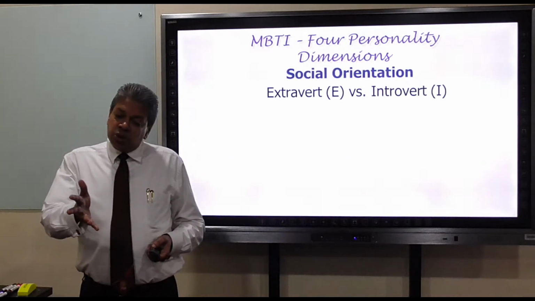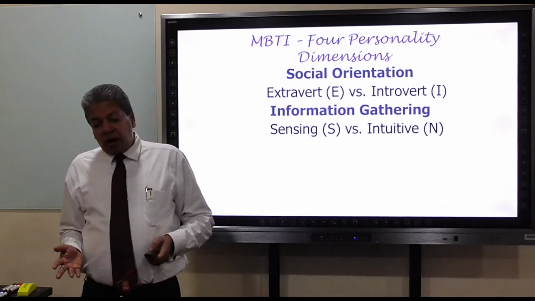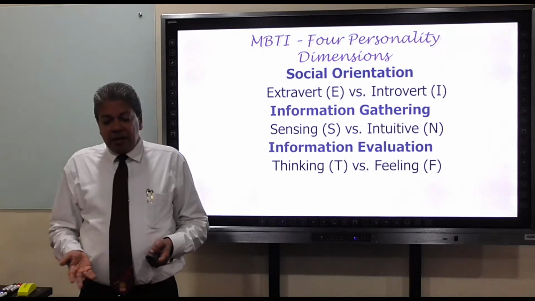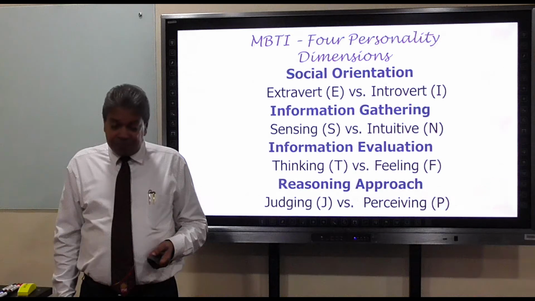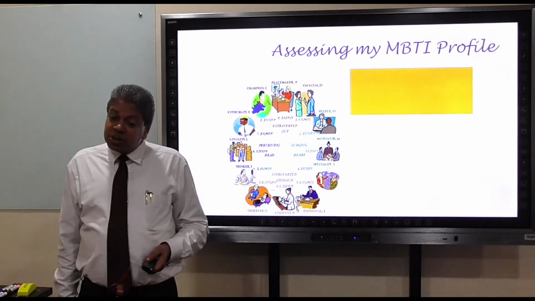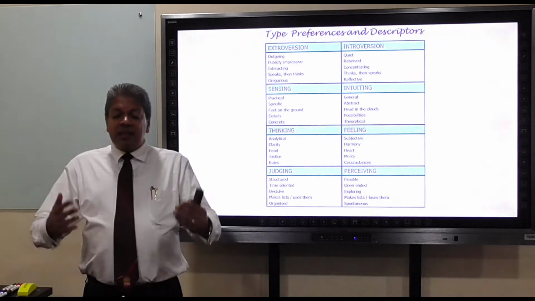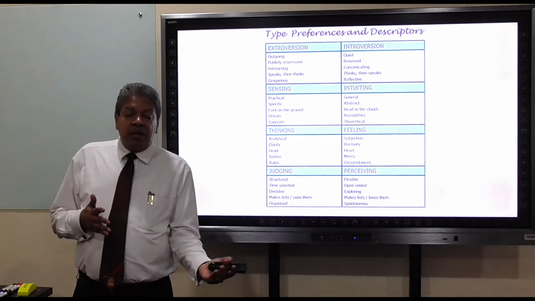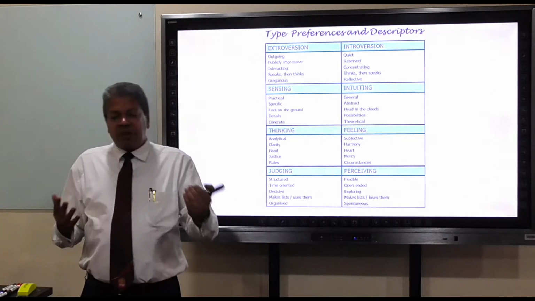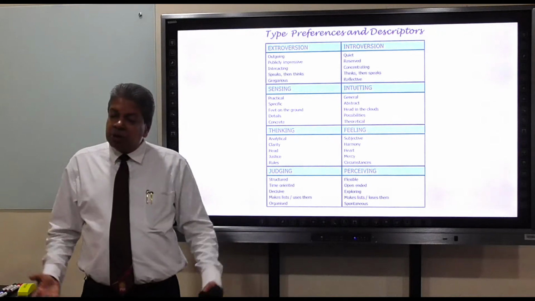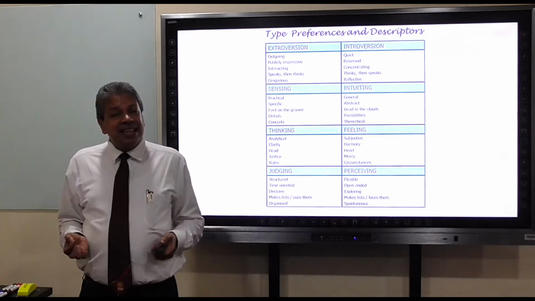There are 4 dimensions: social orientation, either you are E or I, then information gathering, you are S or intuitive N, then information evaluation, T or F, and the reasoning approach, judging versus perceiving. And then we had a detailed questionnaire to assess our profile, and then based on that we identified certain preferences, certain descriptors. For example, if someone is extroverted, what are the features that the person demonstrates? If someone is introverted, what are the features they demonstrate? And we all discovered our MBTI type, 1 out of 16 different types.